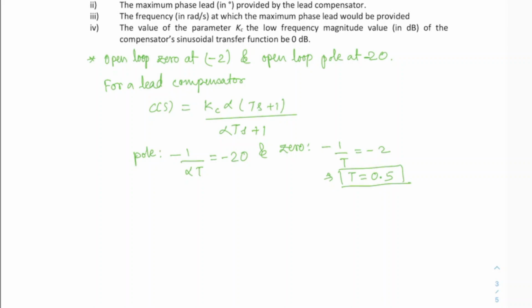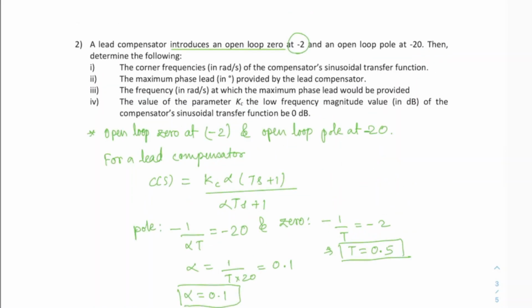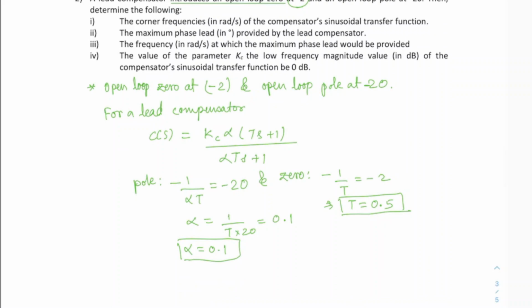So substituting here, the minus sign would again get cancelled. Alpha would become 1 over T into 20. So half into 20, that is 1 over 10. So this would be 0.1. Alright, so here also we have found the two components for the lead compensator.